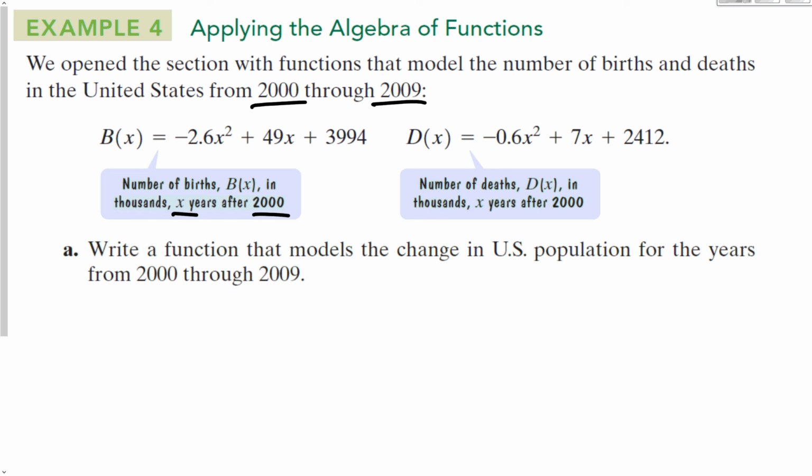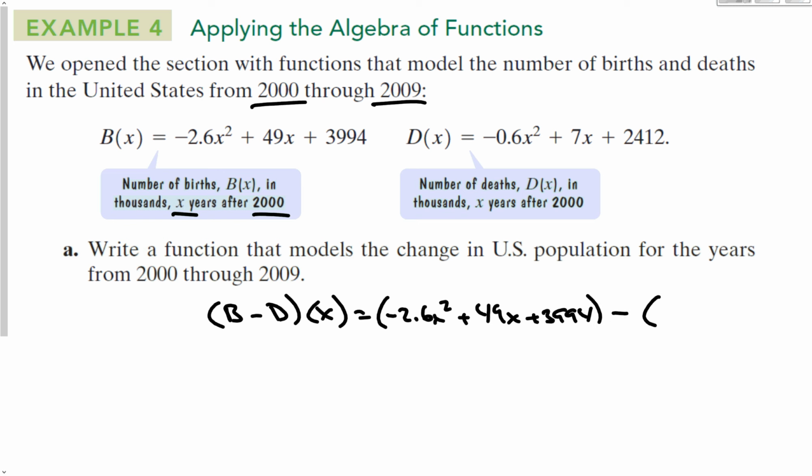Okay? So write a function that models the change of U.S. population. So if I want to know the change of population, well, that would be a subtraction. Right? If I take the number of people that are born minus the number of people that die, I now have a function that models both. And I can set this up as the first function, 2.6x squared plus 49x plus 3994 minus the second function, negative 0.6x squared plus 7x plus 2412. Run out of room there.